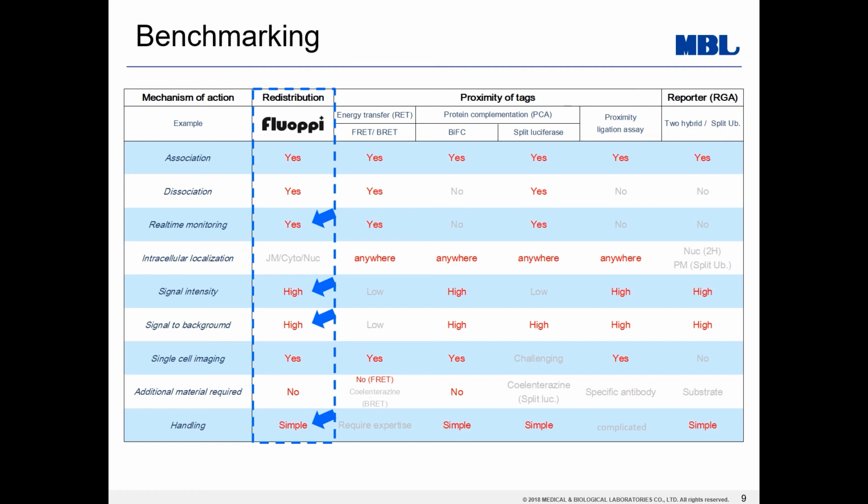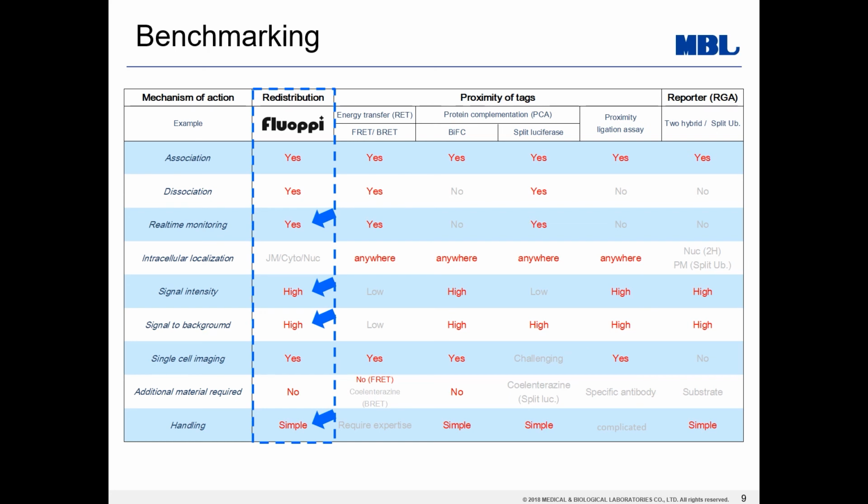Fluoppi can monitor both on and off of PPIs on a real-time scale. And the very distinct punctum-based fluorescence signal provides very strong intensity and a high signal-to-background ratio. Because Fluoppi is an imaging-based technology, a lot of information, including cell-to-cell viability, can be obtained in addition to the presence of PPIs. And also, setup of Fluoppi is easy, as the constructs do not require optimization of linker lengths.